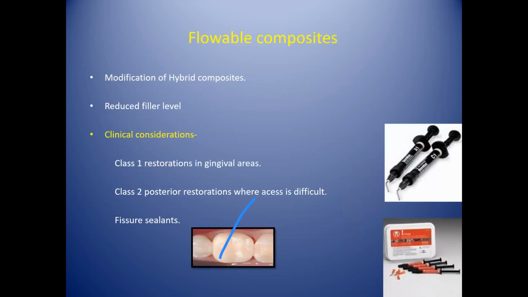Then we have flowable composites. Flowable composites have comparatively lower filler content. It is a modification of hybrid composite. Clinical considerations: class 1 restoration in gingival area, class 2 posterior restoration where access is difficult. It can be used as a pit and fissure sealant. It is ideal in class 5 restorations.